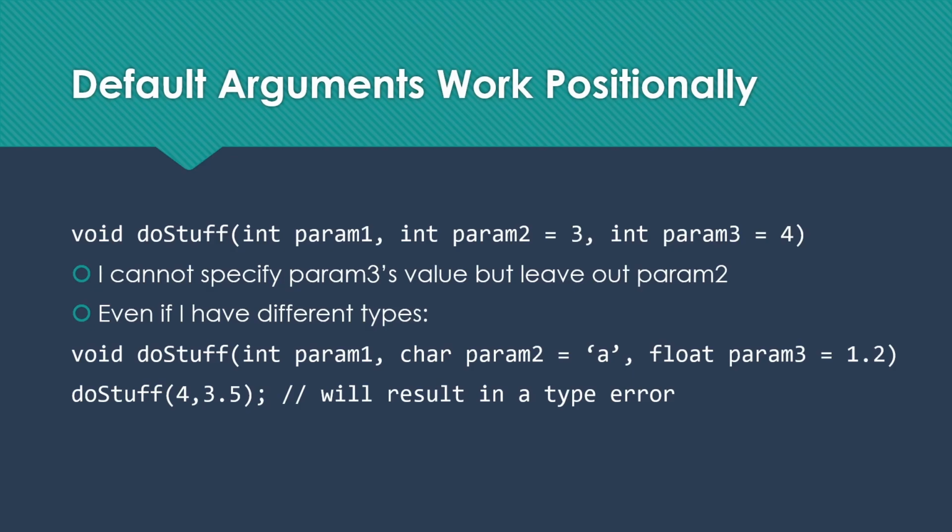2 is a character, 3.5 is not an acceptable value for that, so I'm going to get a type error. So as long as I'm using defaults, if I want anything specified, everything before it has to be specified, even if the defaults would work just fine.